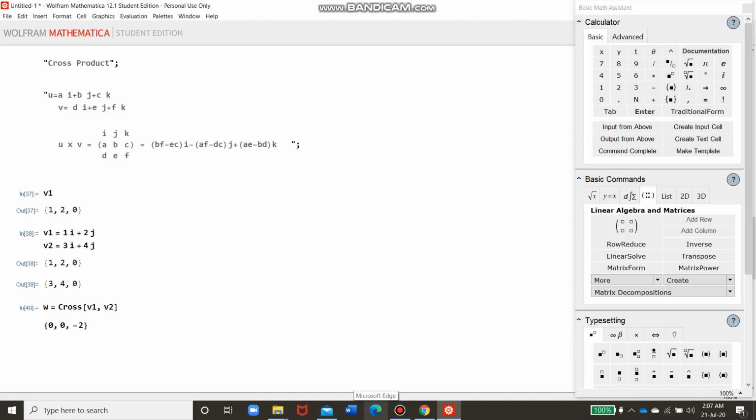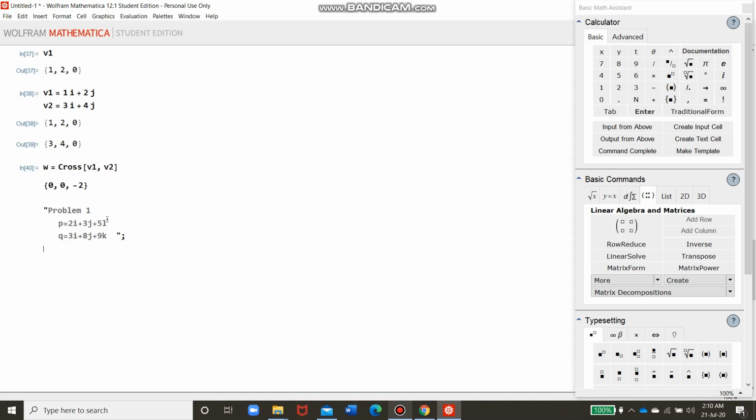Now I'm going to give you another problem. I have this one problem for you to make sure that you guys understood the concept. There are two vector equations over here: p is 2i plus 3j plus 5k, and q is equal to 3i plus 8j plus 9k. Now pause the video and try to solve it by yourself.